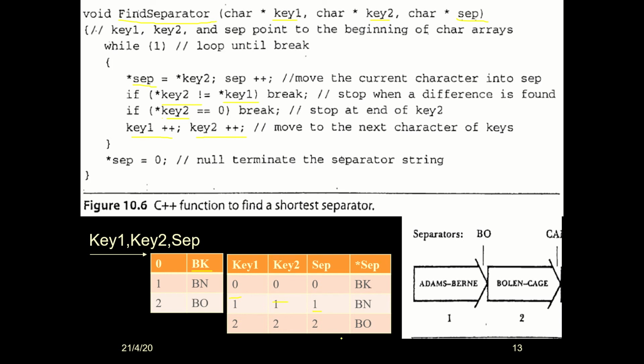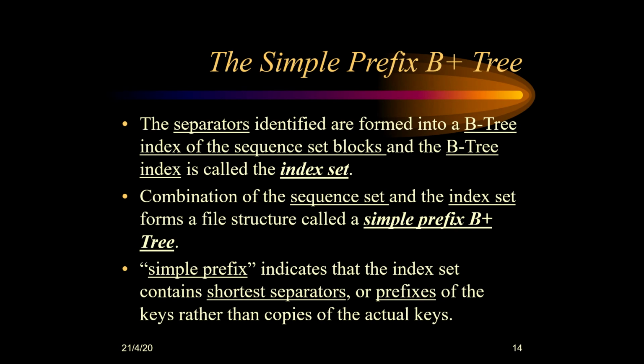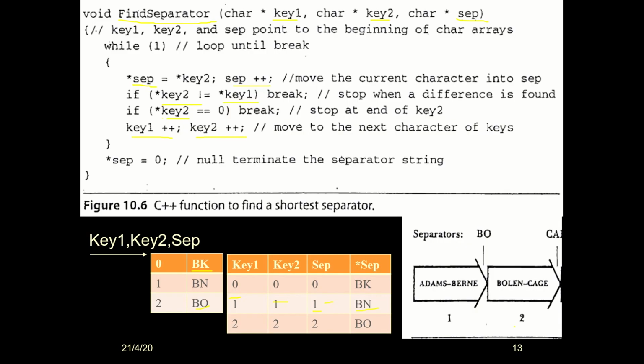Okay, so now we go up and we assign sep is equal to key 2. That is why we have star sep is equal to BN, and then we increment sep to 2. So now the sep becomes 1. Okay, now again we go for the processing. The same thing keeps continuing, and at the last BO becomes a sep, and this has been returned. Okay, so this is how the separator is being identified in the case of B0 and block 1 and block 2.